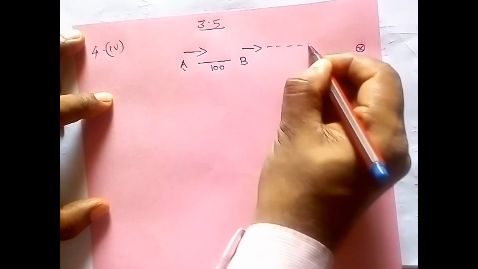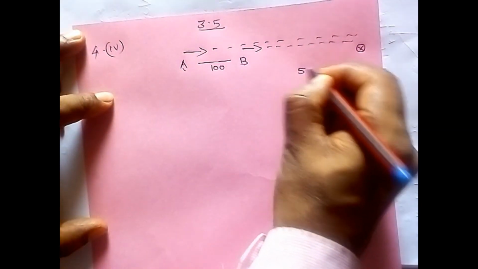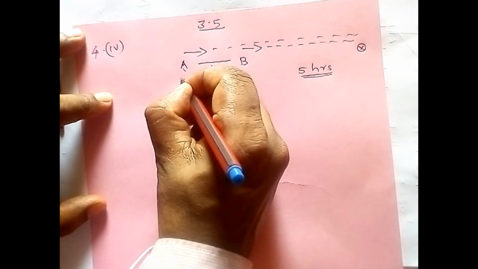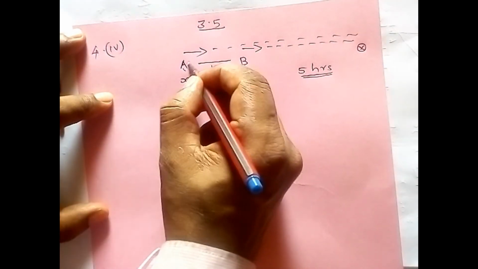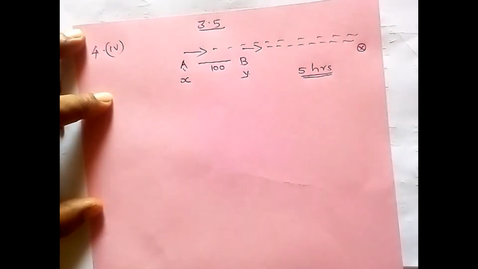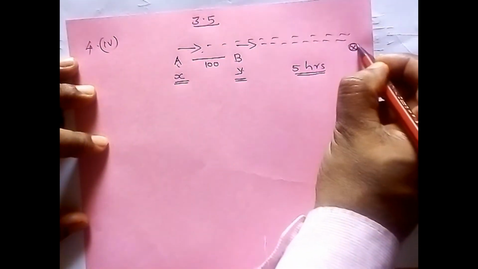So B will travel this much distance and A will travel this much distance. So they are meeting after 5 hours. We assume that the speed of the car starting from A is x and that starting from B is y. Speed means kilometers per hour. If a car is running at 60 km, speed means in 1 hour it will run 60 km. So after 5 hours they are meeting at this point.